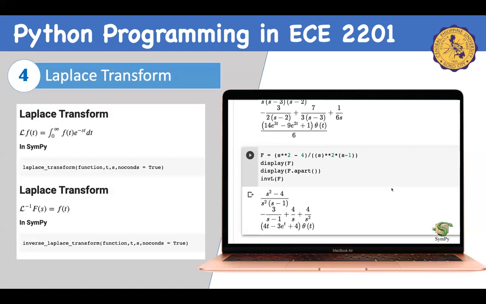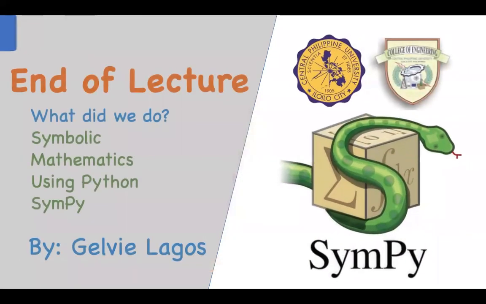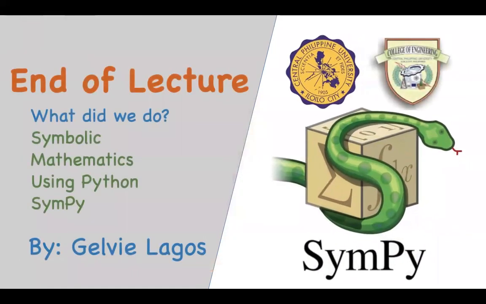So what will be our next topic? This is the last topic of SymPy, partial fraction. Okay, this is the end of our lecture. So what did we do? We used symbolic mathematics, using Python SymPy, to solve problems in algebra, problems in calculus, in differential equations, and in Laplace transform.